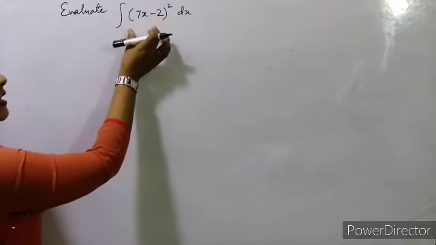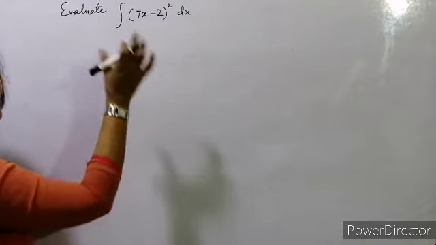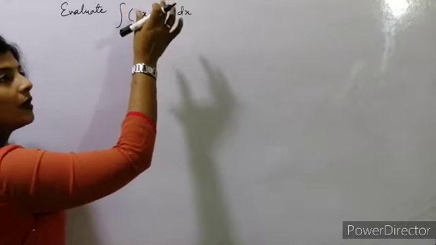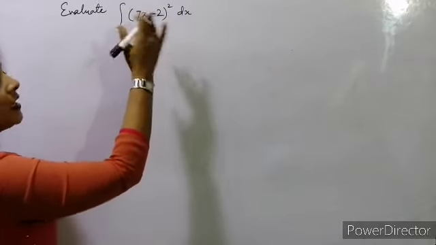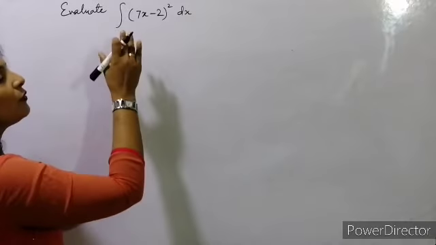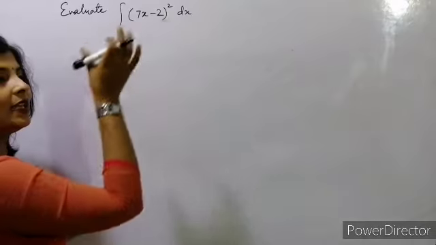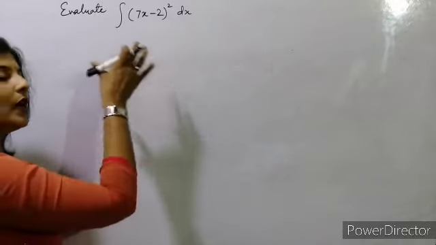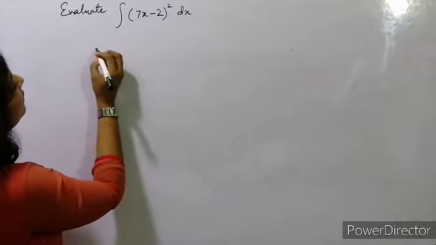In differentiation, if we have a power, we multiply by the power and then decrease the power by one. Here, first of all, we'll add 1 to the power and then divide by the new power. See how it will work.